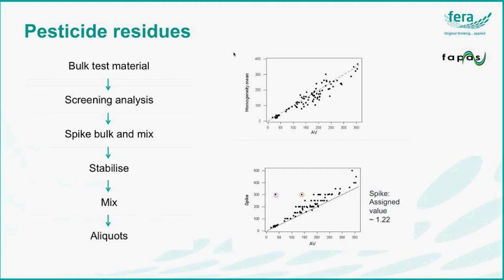However, the bottom plot shows that the spike value, that is the theoretical value that we've put into the material, is more than the assigned value, and in fact it's consistent to about a factor of 1.22. Therefore, we strongly encourage participants to interpret their performance based on the assigned value that we as the proficiency test provide, and not on the spike values or the homogeneity mean values.